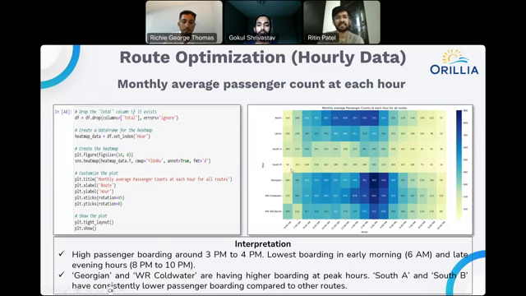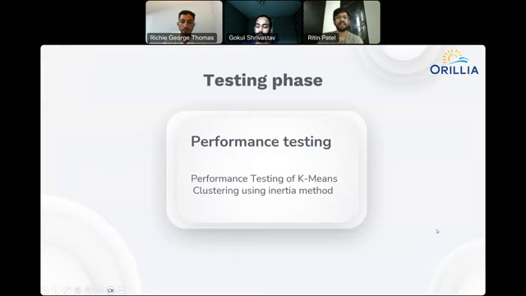And we can put some bus routes, likely South A and South B, on hourly service after 8 o'clock. And then we verified our result using the inertia method.